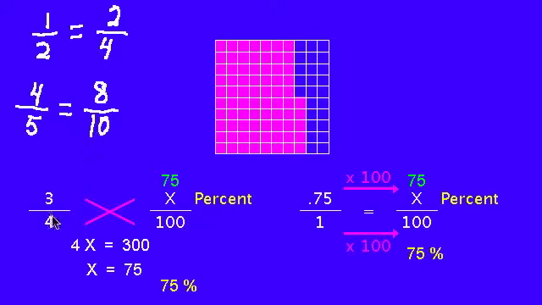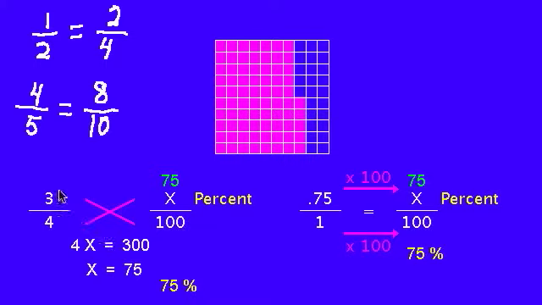So here, to convert, say, 3/4 to a percent, if you're looking for the percent, 4 times some number has to equal 3 times 100. And you divide by 4 on both sides to get the percent. So 3/4 is equivalent to 75%.